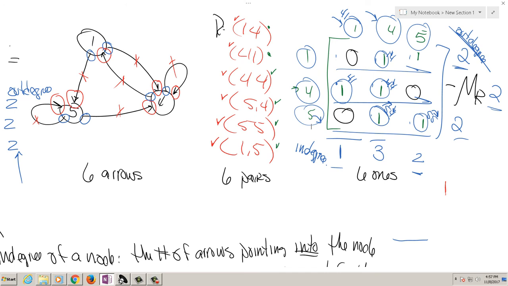And we found out that each one of the nodes has an in degree and an out degree. I can find those in degrees and out degrees using either the digraph or using the matrix.